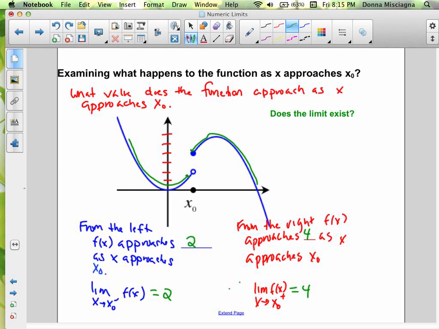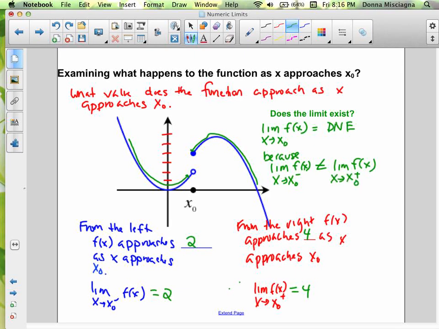So does our limit exist? Well, let's look at our left and right-hand limits. The left-hand limit is 2 and the right-hand limit is 4. So the limit of f of x as x approaches x naught does not exist, because the limit from the left does not equal the limit from the right.